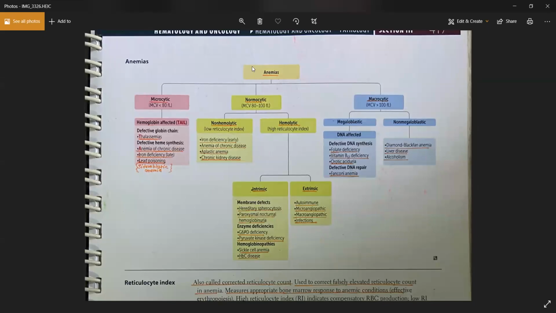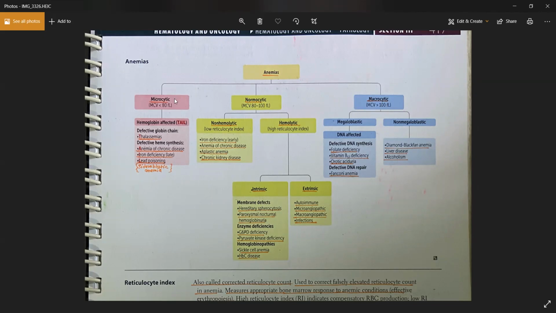Okay, now let's discuss the anemias. You have divided the anemias into three types. One is the microcytic type, second is the normocytic, and third is the macrocytic. For the microcytic type, the MCV is less than 80 femtoliter. For the normocytic type, the MCV is between 80 and 100. In the macrocytic type, the MCV is more than 100.